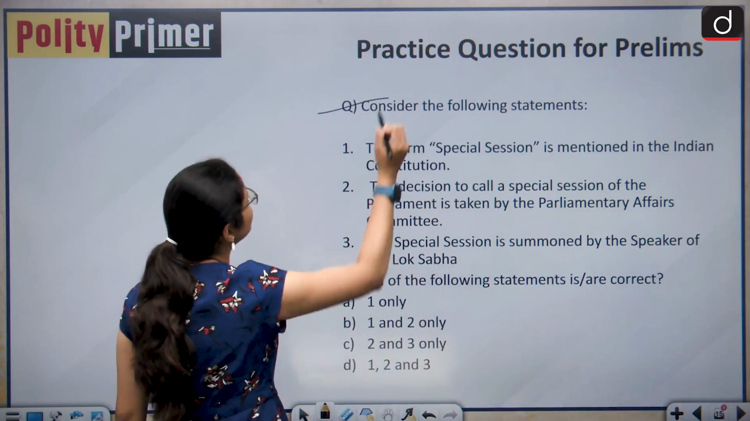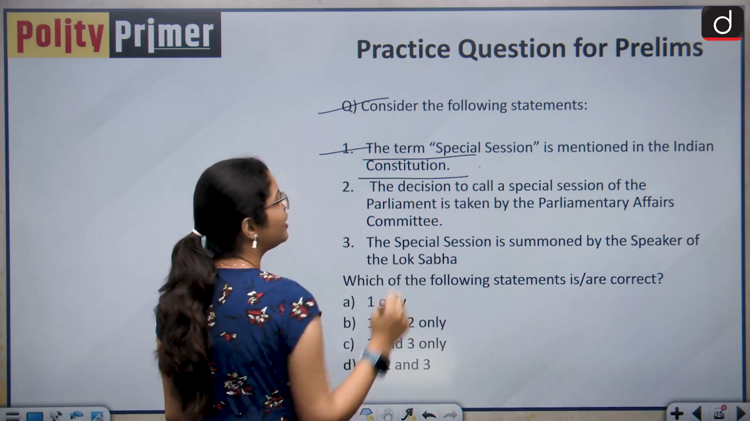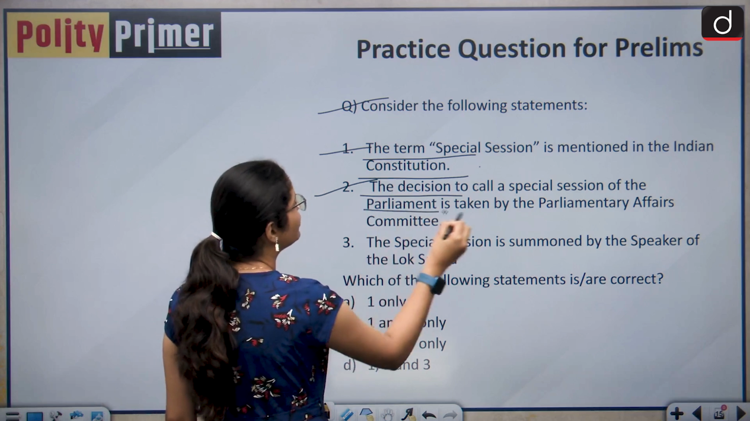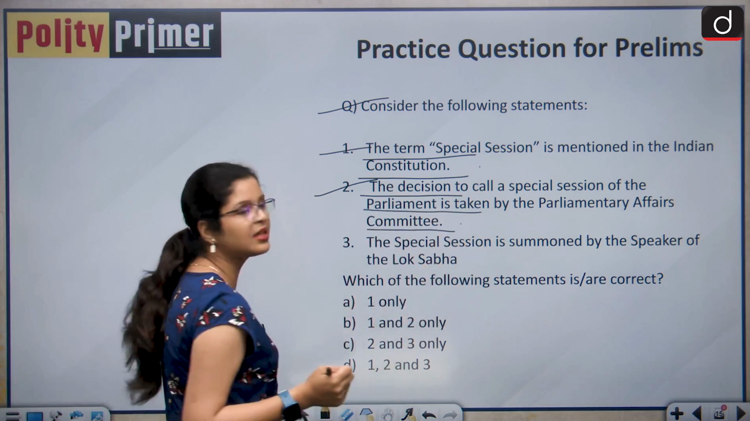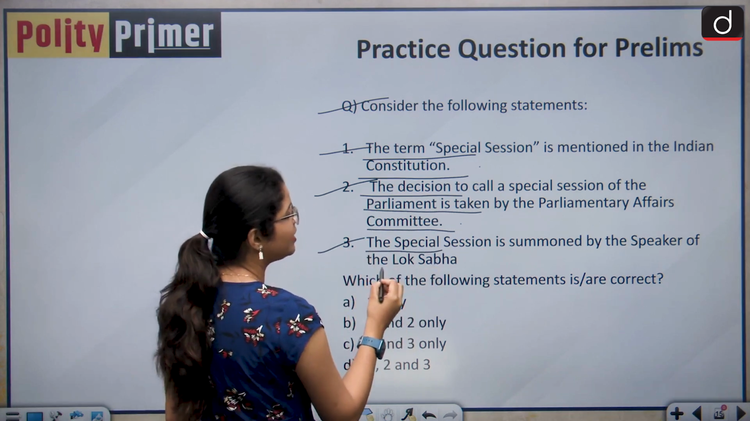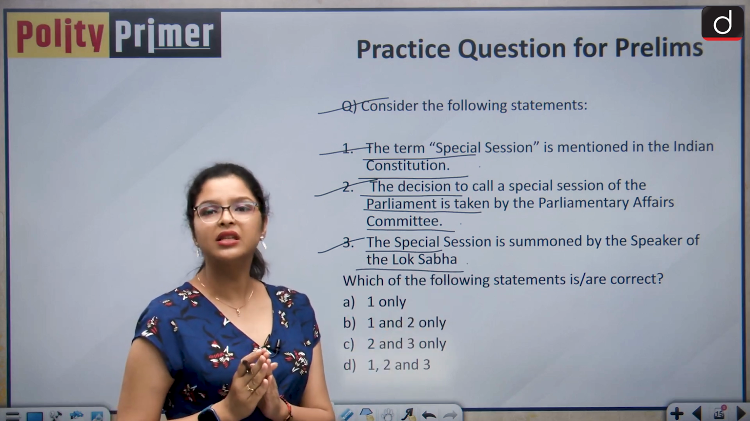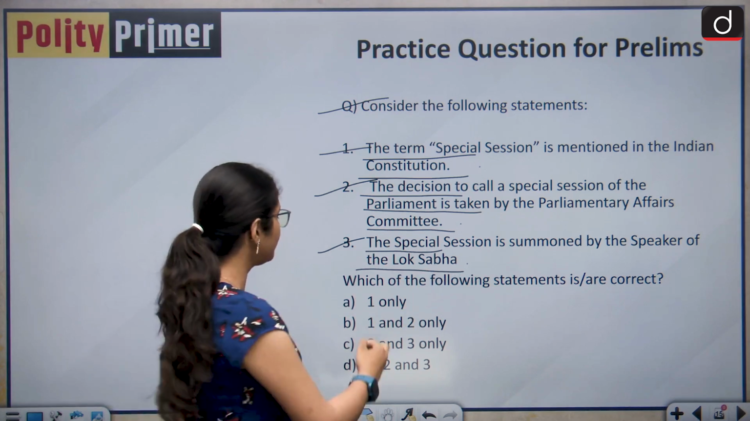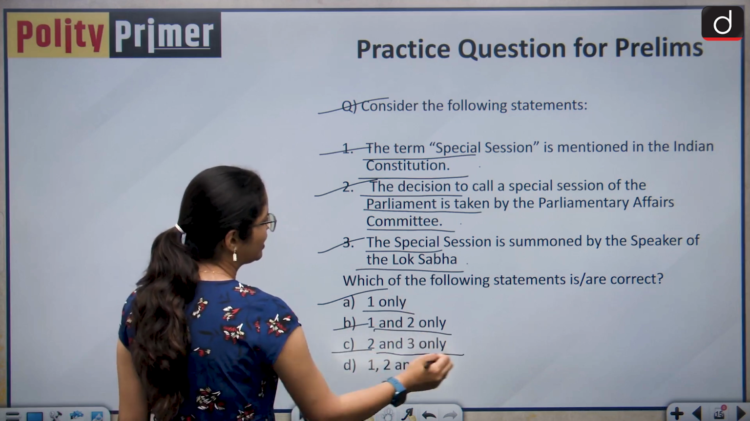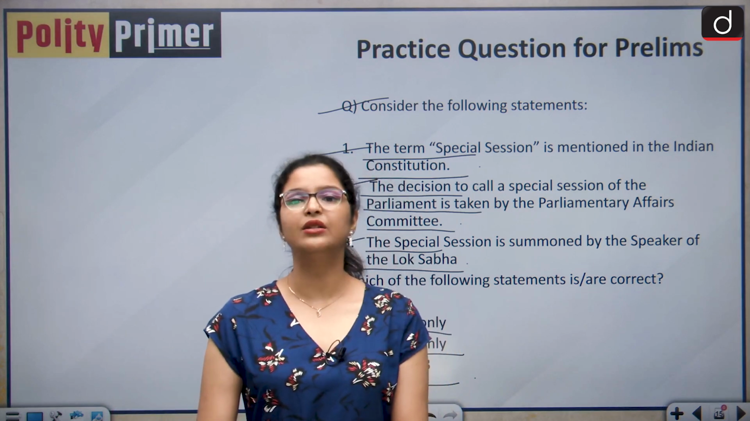So the question is, consider the following statements. Statement number 1, the term special session is mentioned in the Indian Constitution. Statement number 2, the decision to call a special session of the parliament is taken by the Parliamentary Affairs Committee. Statement number 3, the special session is summoned by the Speaker of the Lok Sabha. Which of the following statements given above are correct? Your options are: option A, 1 only; option B, 1 and 2 only; option C, 2 and 3 only; and option D, 1, 2 and 3. Kindly drop your answer in the comments box below.